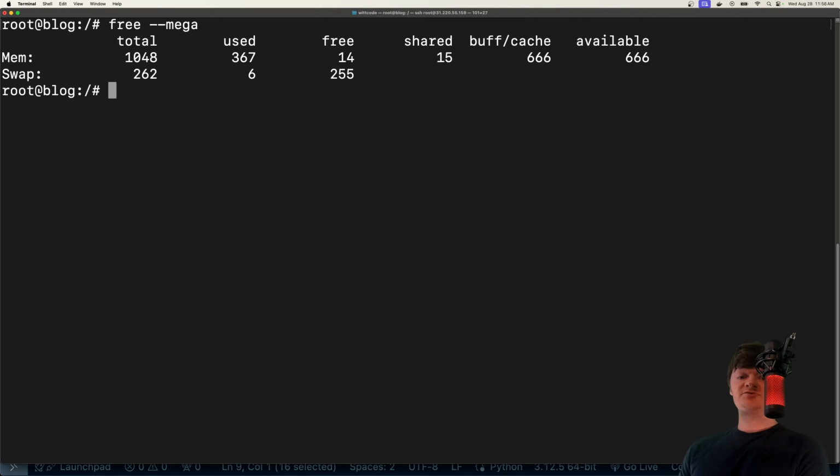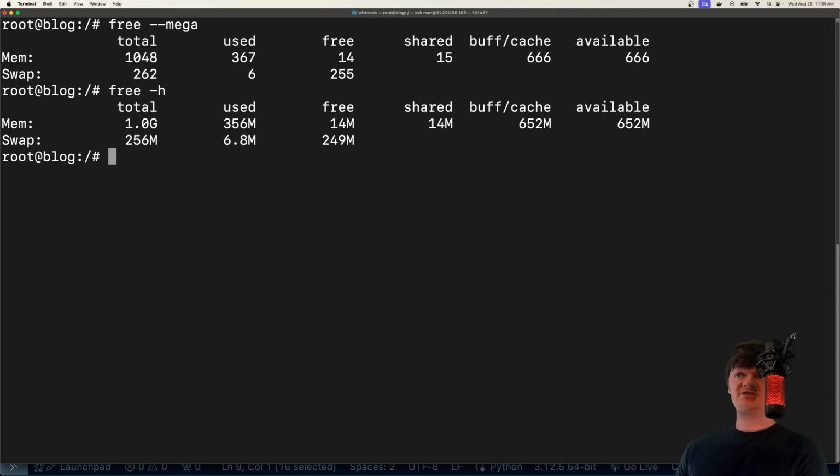And now finally, just a flag I wanted to show you. Cool flag is we've used mega, but we can also use -H, which means human readable, and outputs everything in a more human readable format. So here we can see this is essentially 1 gigabyte, 356 megabytes, and so on. But we can use this information to diagnose a system with memory issues.